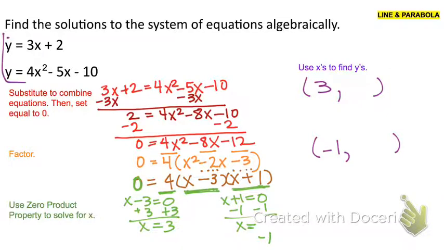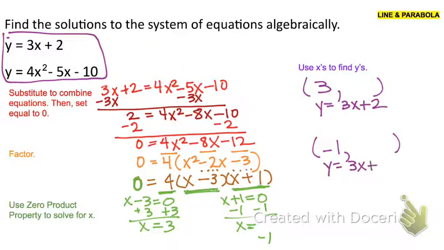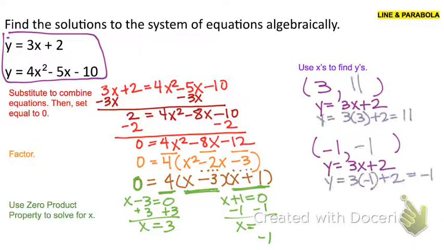Now what you do is you look back to our original equations. You can pick either one of those equations, whichever looks easiest. I'm going to pick the first one, and I'm going to substitute in each of these x's and solve for y. And in doing that, I found that when x is 3, y is 11. When x is -1, y is -1. So those are the 2 points. If you were to graph these two equations, those are the 2 points where they will intersect.